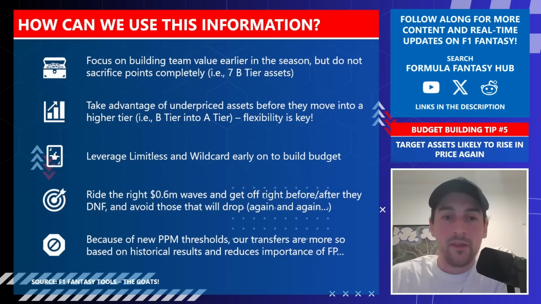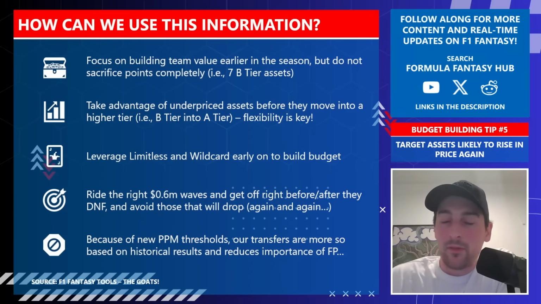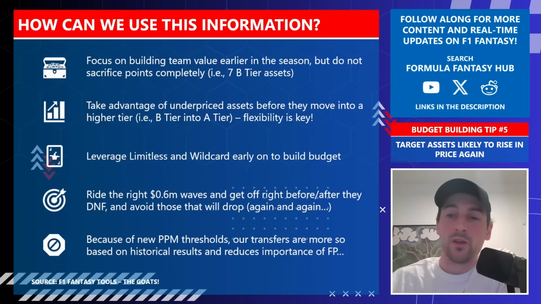I think another thing to think about is taking advantage of those underpriced assets before they move into a higher tier. An example of that recently is Kimi Antonelli, who moved from the B tier to the A tier. And I'm not suggesting that's going to happen regularly throughout the season. We might see Tsunoda in that Red Bull, who's expected to be in that seat for the rest of the season, move into the A tier down the line. So he's one such asset that stands out to me. But having that flexibility to maneuver between these different assets that are going to see regular sustained price increases is one such thing to think about.